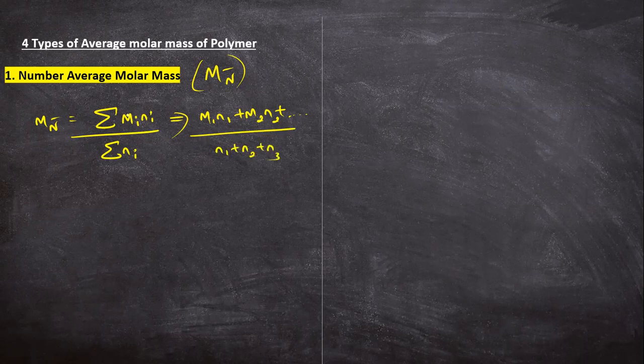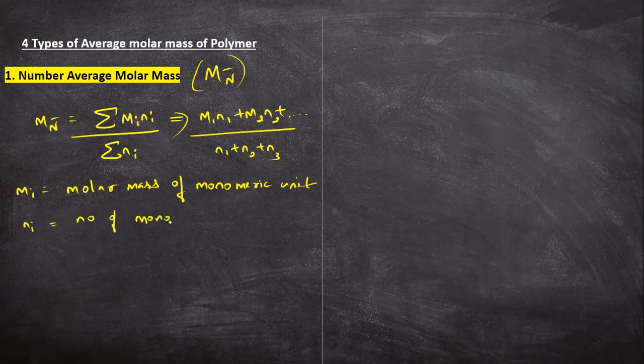So what is this Mi actually? Here, let me write. Mi is nothing but the molar mass of the monomeric unit, and Ni is the number of monomeric units. A very important formula, guys. Just remember, most of the questions will be asked on this formula. Actually, from this topic you may get maximum questions.